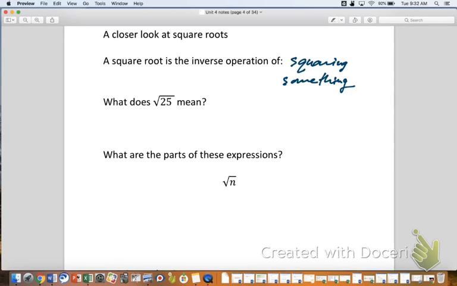So if you square something and you want to reverse it, you just do a square root. It's the opposite operation. Can anybody explain what that means? I'm just wondering, what does it actually mean? What times what equals 25? Really close. What number times itself equals 25? You guys are saying really similar things, and you're both right there on the edge. There's one little tiny thing we need to add to this.